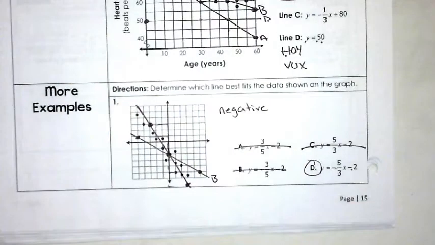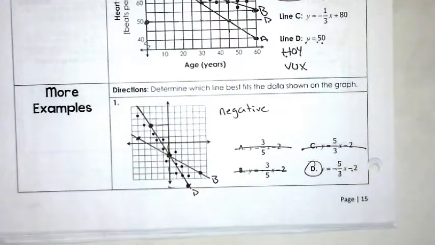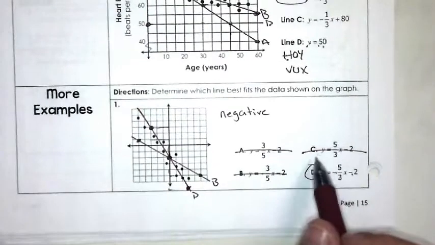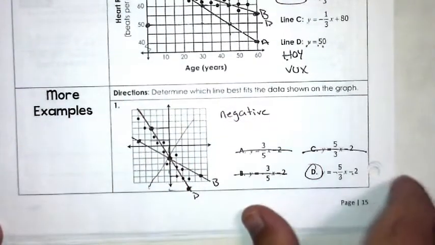Does that fit the data better? Yes, it's more in the middle of the graph. Okay, so just to double check our work, yes, that is our correct answer. A and C wouldn't have even been close because they would have been going this way, which would have made 0 sense. Turn the page.